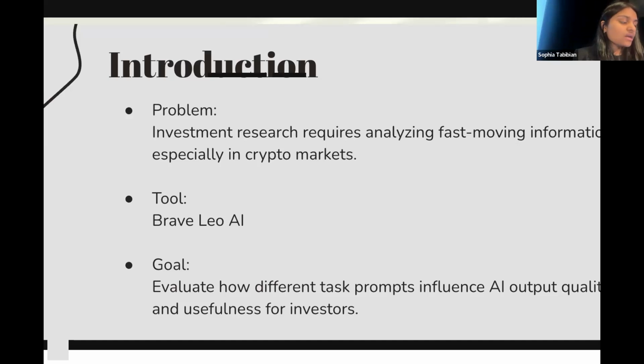Another thing is that the main objective of this project was to evaluate how the task type influences the AI output quality and how the tool could be improved for practical investment use, because it could work in other uses, but we have to check if it works from the investment standpoint.